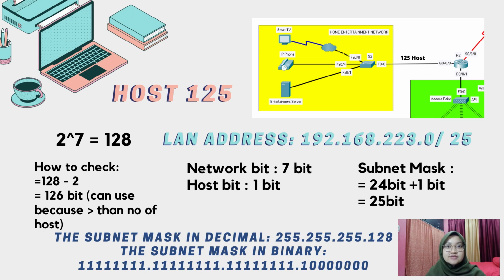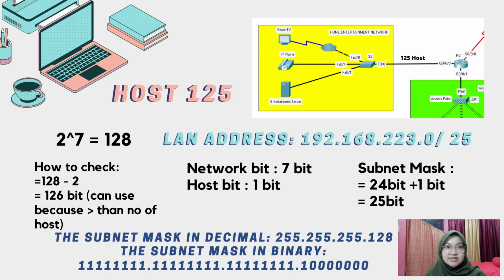Before finding the LAN address for the host, we need to know the network bit and the host bit. We can find the network bit by using 2 power of n, where n is equal to the network bit. In our case, I use 2 power of 7, which is equal to 128. And how to check whether this network bit is usable or not? We can minus it by 2 and get the value of 126, which is greater than the number of hosts, so it can be used.